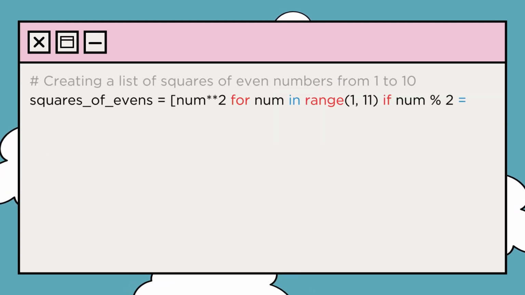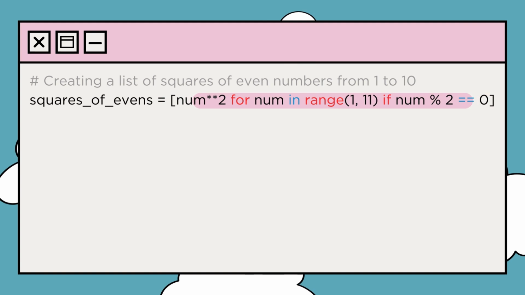Let me show you an example to illustrate. In this example, we're using list comprehension to generate a list of squares of even numbers from 1 to 10. We square each number, iterate over the range from 1 to 11, and include only the even numbers.